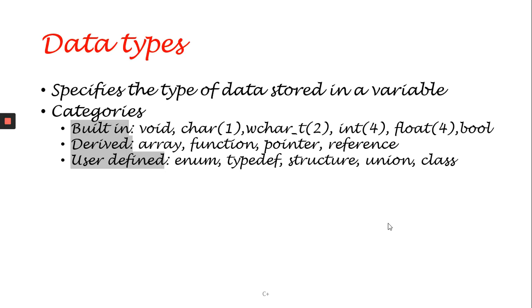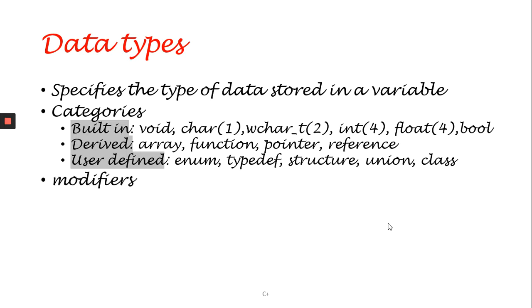Now we are moving on to the derived data types, which include arrays, functions, pointers, and reference. The third set is user-defined data types, which includes enumerated data types, type definitions, structure, union, and class.